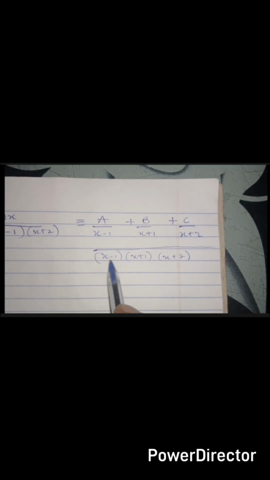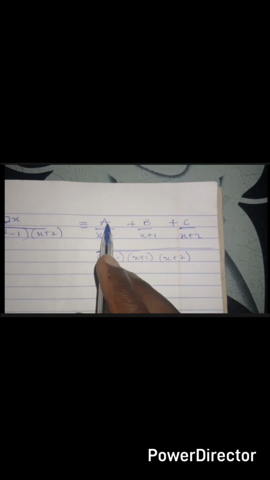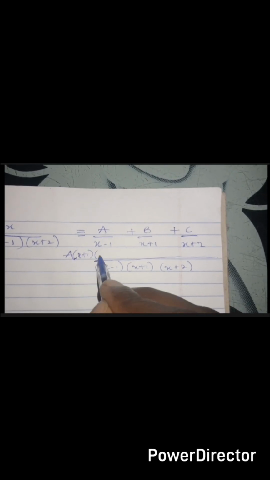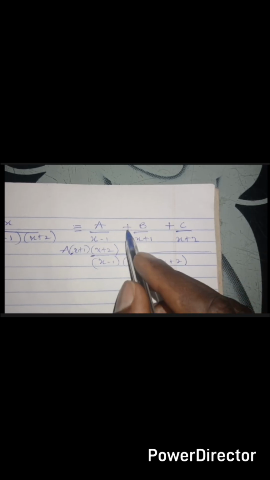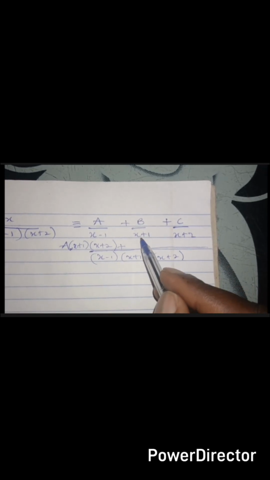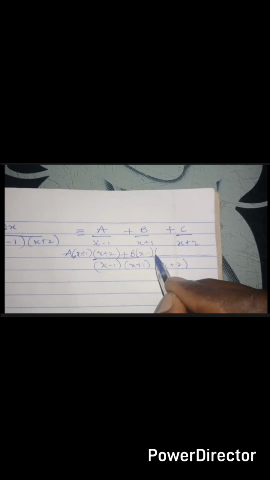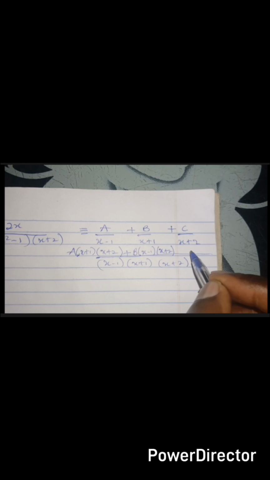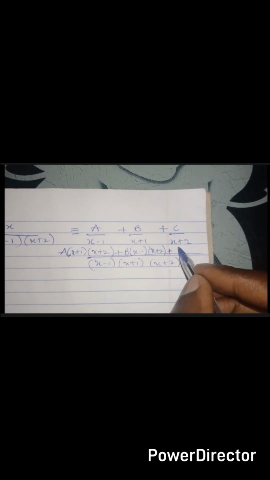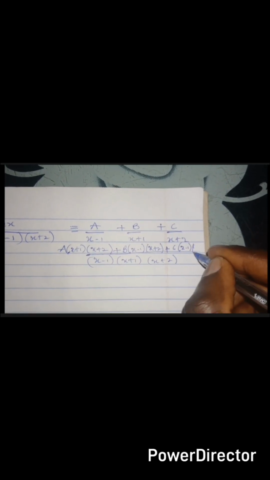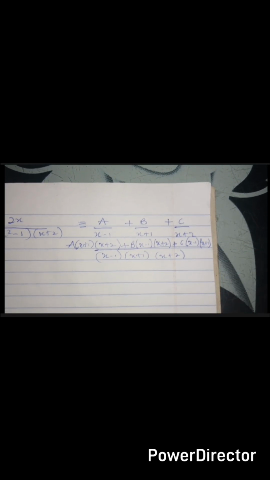x minus 1 cancels x minus 1. We'll be left with x plus 1 and then x plus 2, which will multiply the numerator. So we have A multiplying x plus 1 and x plus 2, plus. Now, if x plus 1 cancels x plus 1, we'll be left with these two factors, which will multiply the numerator B. So we have x minus 1 and x plus 2, plus. Now, if x plus 2 cancels x plus 2, we'll be left with these two factors. So C multiplying x minus 1, then x plus 1.